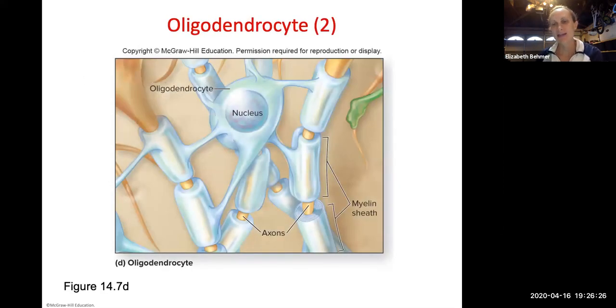So these myelin sheaths are what the oligodendrocytes create, and myelin just acts as electrical tape. It wraps around the axons of the neurons to help the axons send that signal along faster.